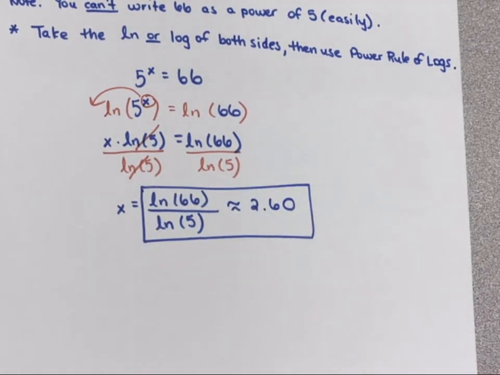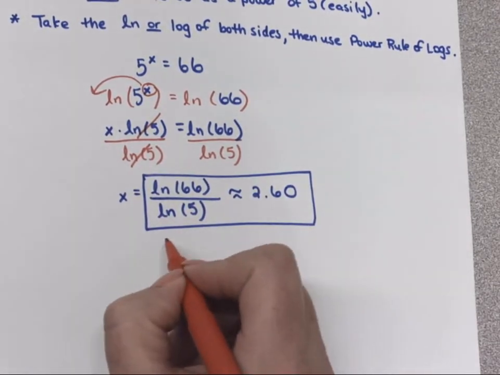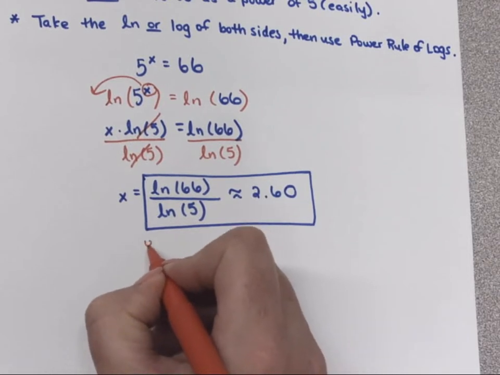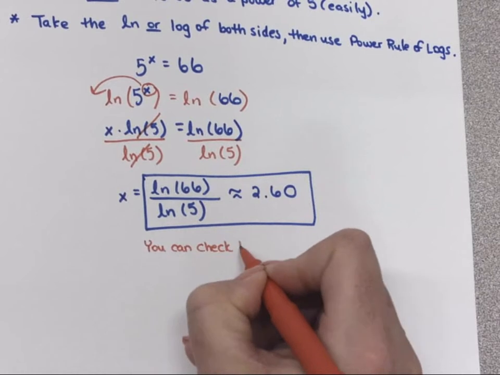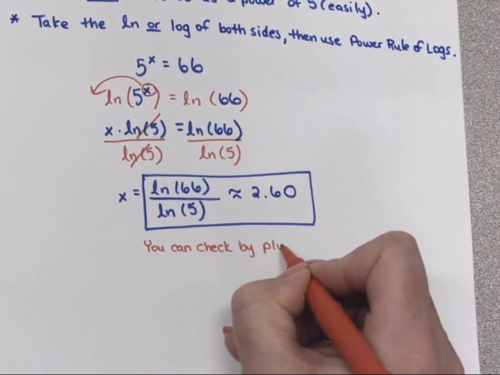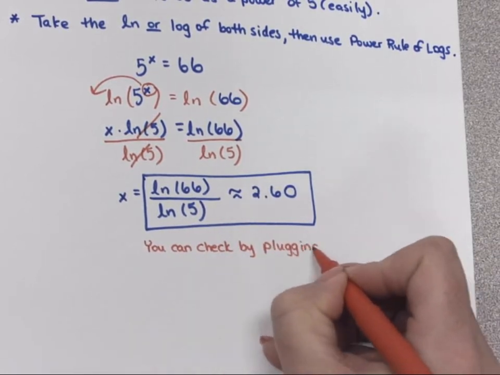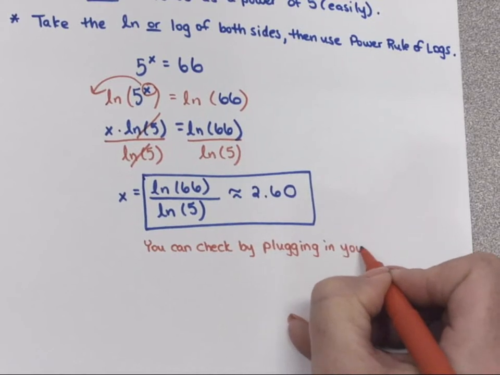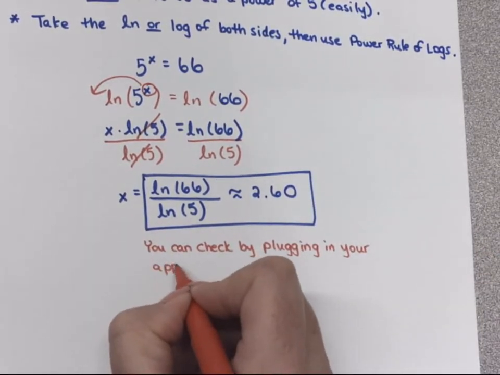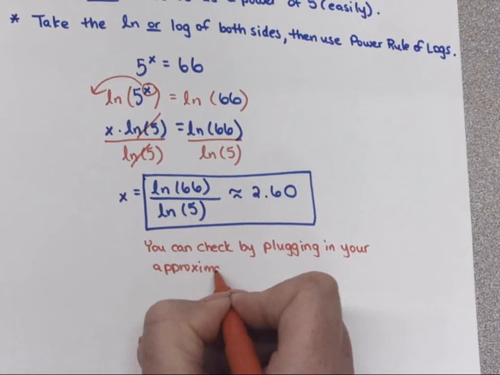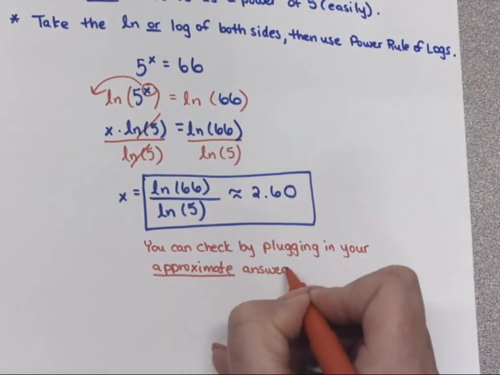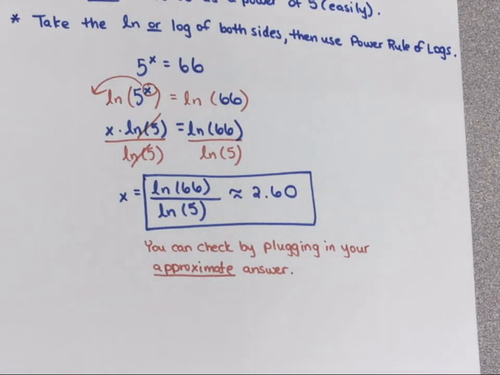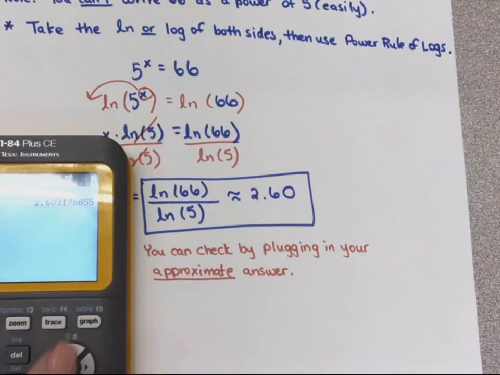By the way, you can plug this in and check it. So we're going to try that here. So you can check by plugging in your answer. But just make sure that you understand that you're actually plugging in an approximate answer. So what does that mean about when you plug it in? Is it going to be perfect when you're plugging in an approximate answer? It's not, right? So let's try that and see if we can.